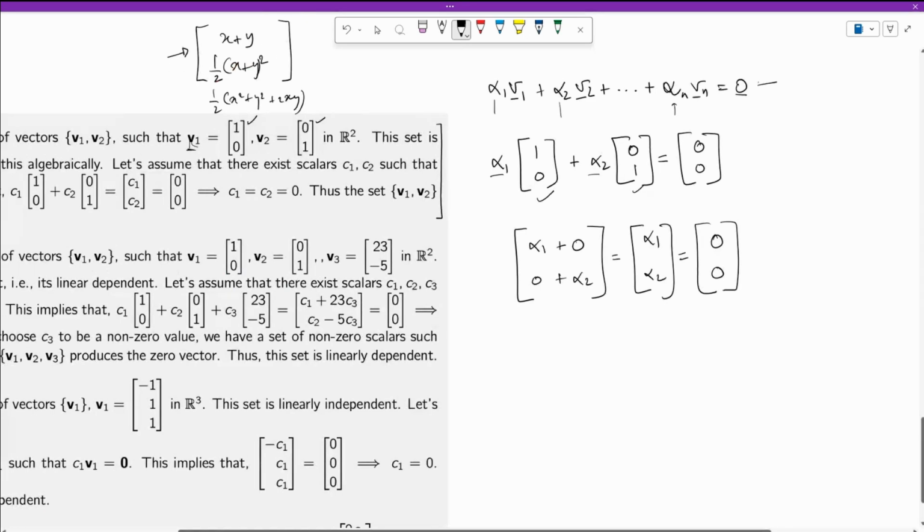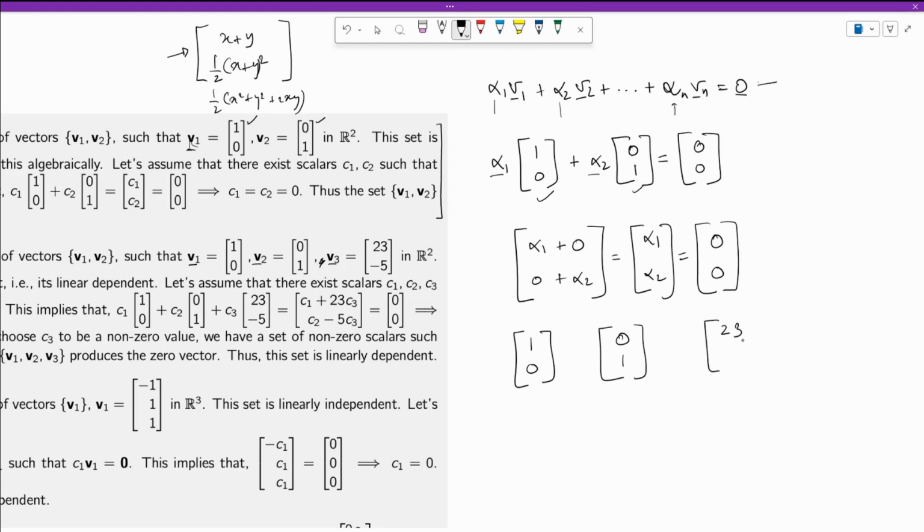Now we have three vectors instead. We have v1, v2, just like the ones in the previous problem, and we add a third vector to this. v3 means we have now (1, 0), (0, 1), and some strange vector (23, -5). Now the question is, is this set a linearly independent set? How would you verify? Well, you apply the same procedure. The linear combination of this has to produce the 0 vector.